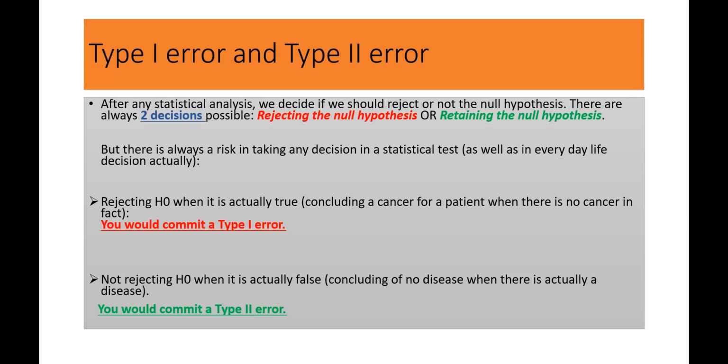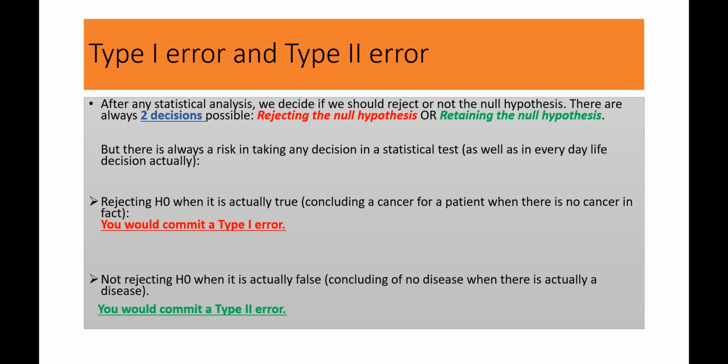Not rejecting H0 when it is actually false. So concluding of no disease when there is actually a disease, in that case you would commit a type 2 error, okay? So for whatever decision you take, there is always a risk of making an error, okay? Of making a mistake. So if you reject H0 and it's actually true, it's a type 1 error. And if you do not reject H0 whereas it is actually false, it's a type 2 error, okay?